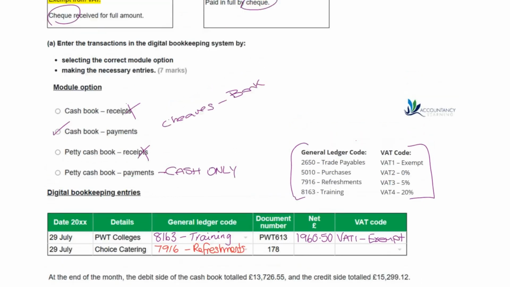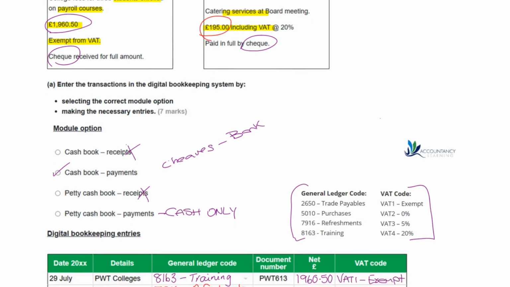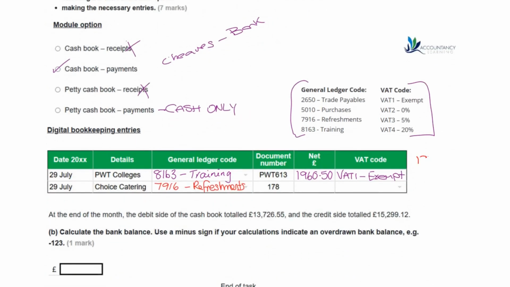Now our net amount, so it's £195 including VAT. So we need to work out our net amount by dividing by 1.2, or if you prefer, you can divide by 120. This gives you the 162.50 net amount, and it was a VAT rate of 20%, so our VAT code will be VAT 4.